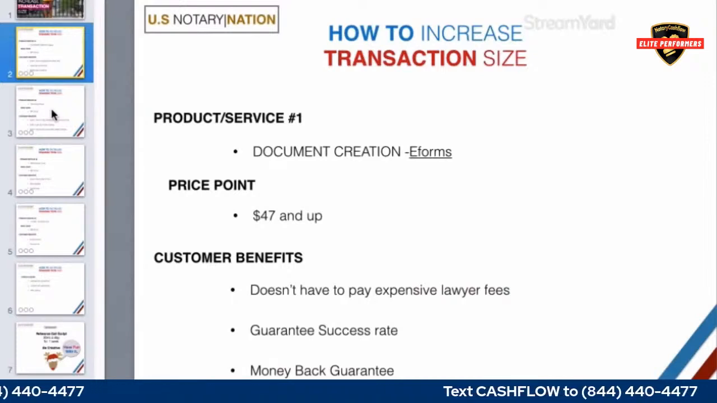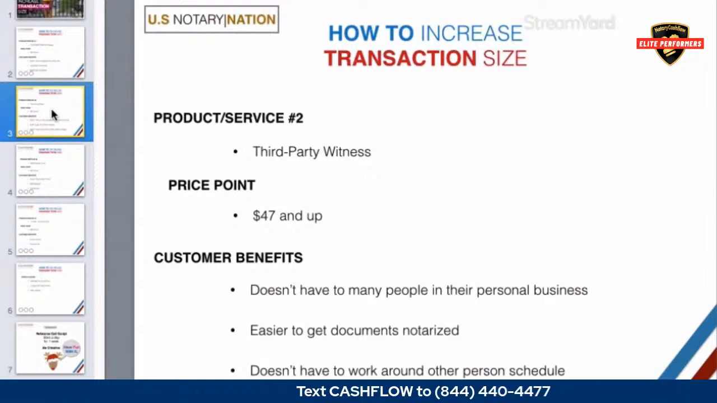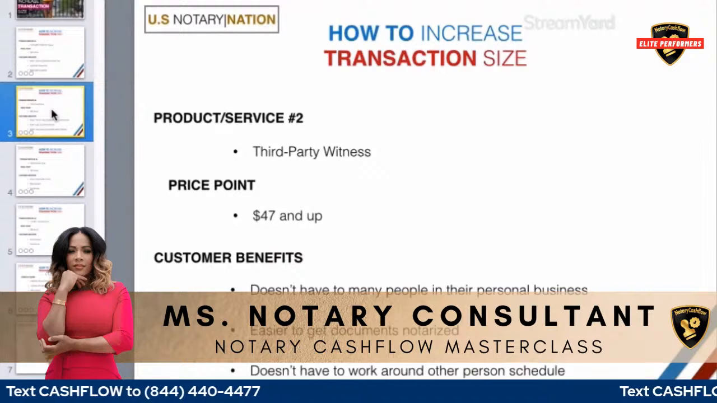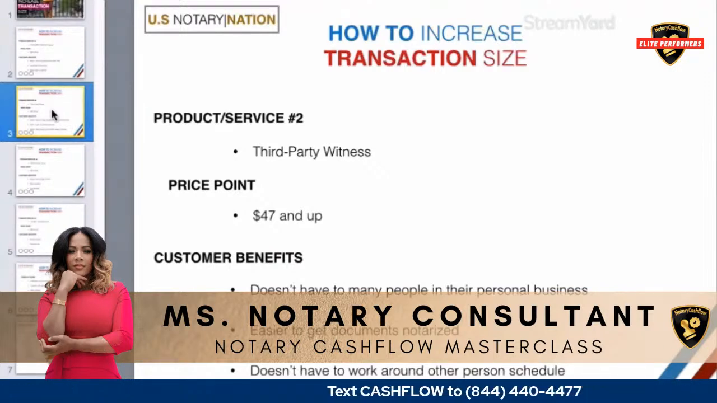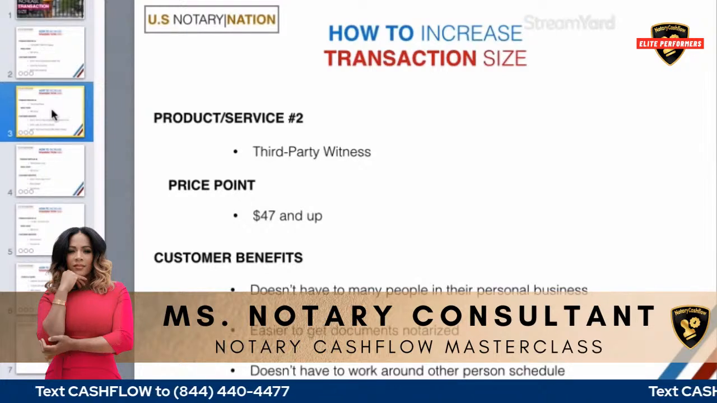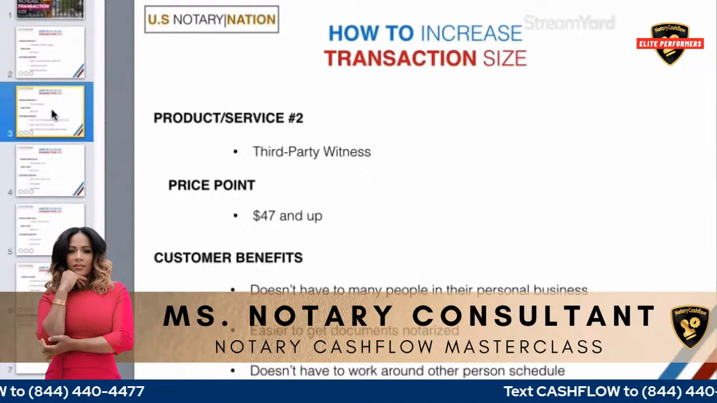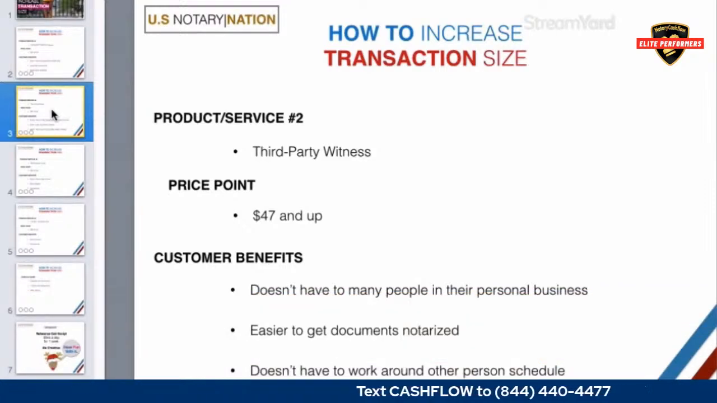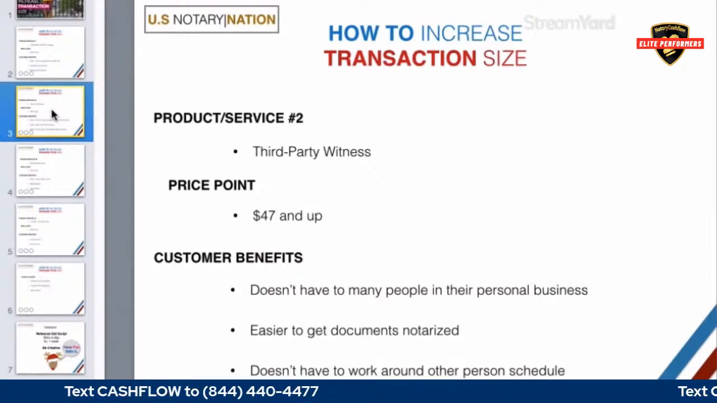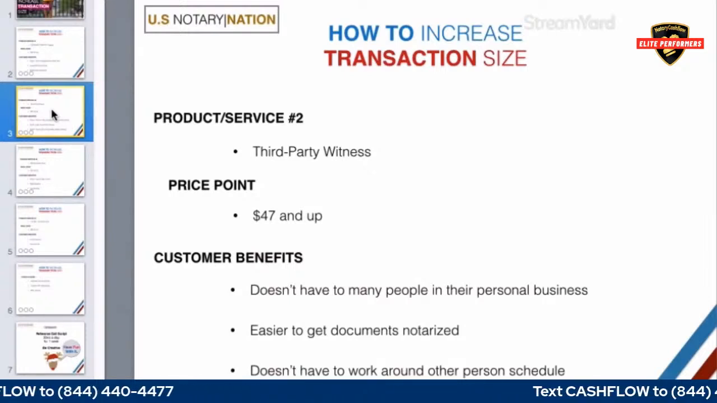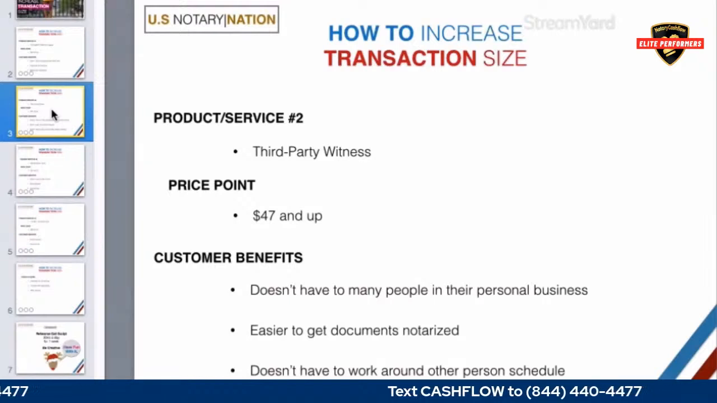Okay, the second one is third-party witness. Now, my price point for third-party witness can be anywhere from $47 to $57. It depends on how you feel comfortable with it. You could do $47 and up, right? So a lot of times when people are doing power of attorneys, or maybe they're doing real estate documents, some of these documents require a third-party witness. Now, a lot of the clients do not want other people in their business like that. So we'll offer them a third-party witness.